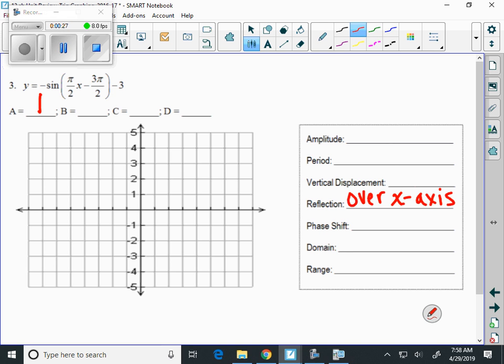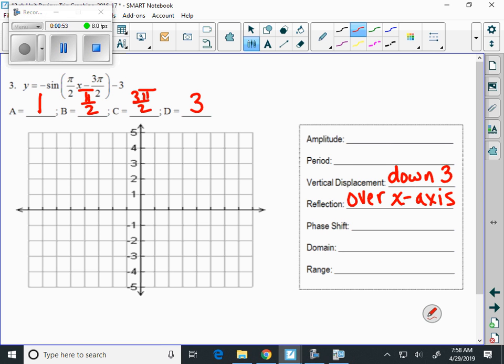over the x-axis. Our b is the coefficient, the number in front of the x, which is pi over 2. Our c is going to be 3 pi over 2. And our d is 3. I don't think it's going to make any difference if you write minus 3 or positive 3, because what we know from here is that since it is minus, this is going to be down 3.